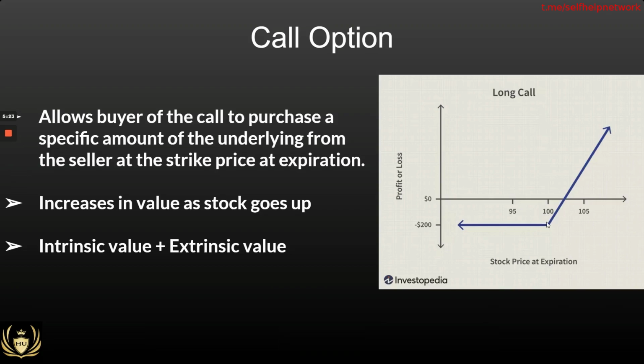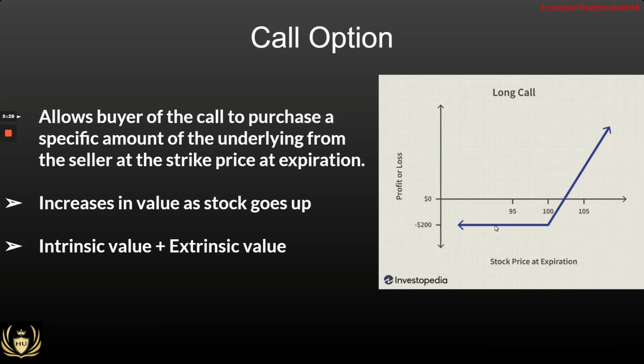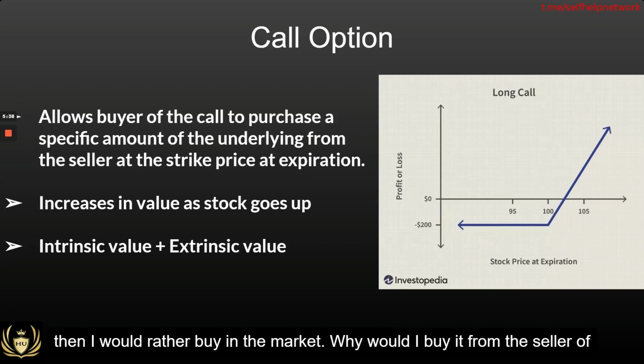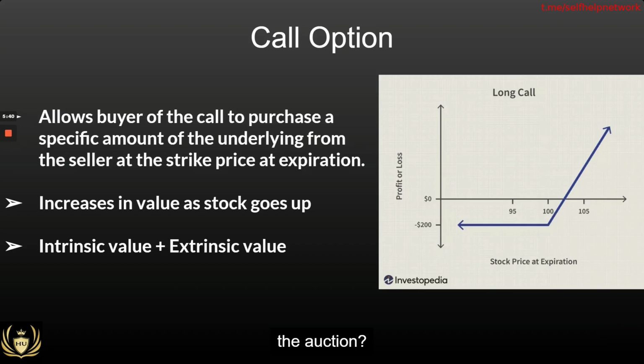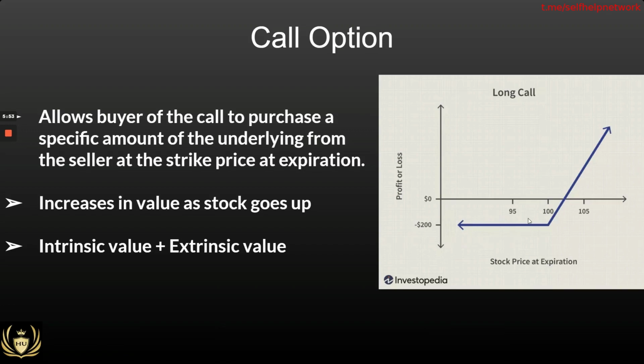So initially, if Apple stays below $100, there is no advantage for the buyer of the call option to take the purchase at $100, right? Because the market is selling less than $100. If it's at 95, then I would rather buy in the market. Why would I buy it from the seller of the option? So if at expiration Apple stays below $100, then we just lose the fee that we paid initially, which was $200. So you see, that will be our loss.